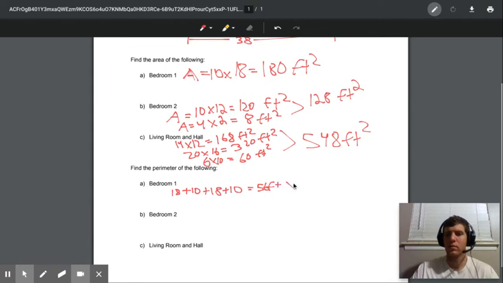So we do 56 feet times 10 feet. And so the area of those walls is 560 feet squared. The area of those 4 walls in the bedroom will be 560 feet squared. You take the perimeter of each room and multiply by the height of the room.